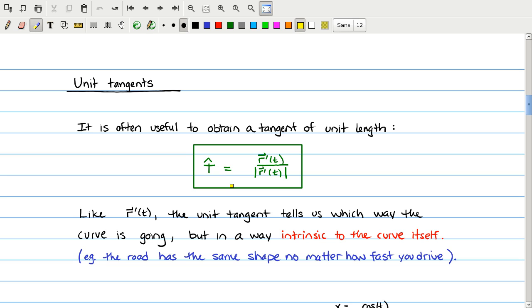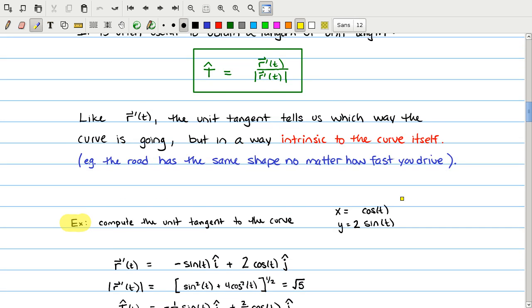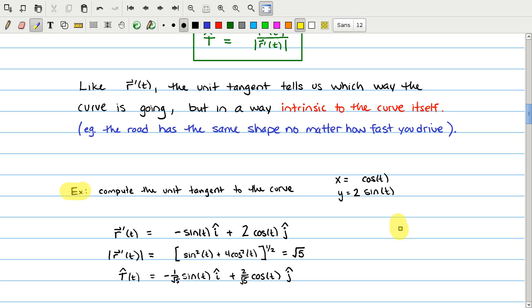In some sense, you could say, well, that's fine, but I don't really care about your parameterization. If I'm talking about the curve itself, I want to know just which direction is the curve pointing. And so the unit tangent gives us that information, the direction of the curve, without having any dependence on the rate at which that particular parameterization is moving along the curve. So it's a nice handy sort of intrinsic geometric object that is useful to be calculated frequently.